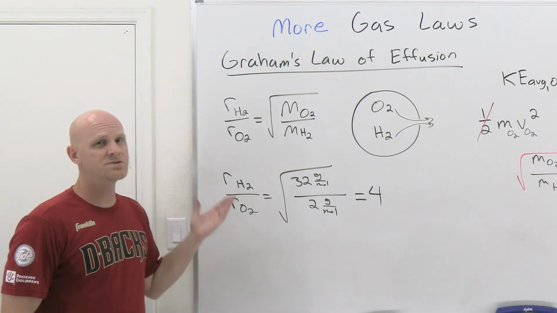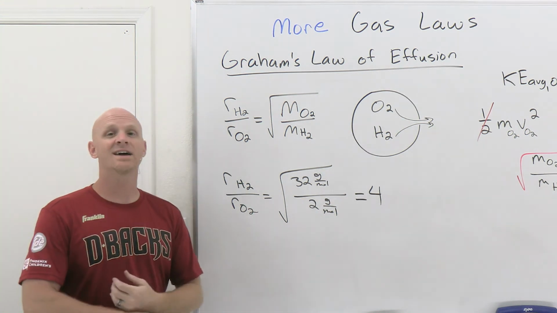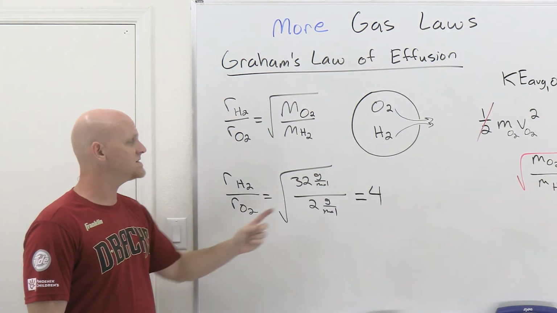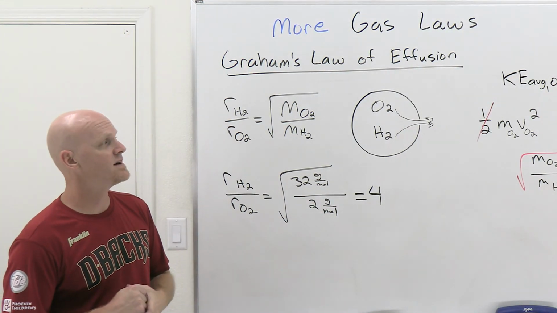Now, if I said, what's the rate of effusion for hydrogen? You should just say, I don't know. And if I said, what's the rate of effusion for oxygen? You should say, I don't know. But if I say, what is the ratio of the rate of hydrogen to oxygen? You should say it's equal to 4. And that just means, again, the hydrogen's escaping 4 times faster.